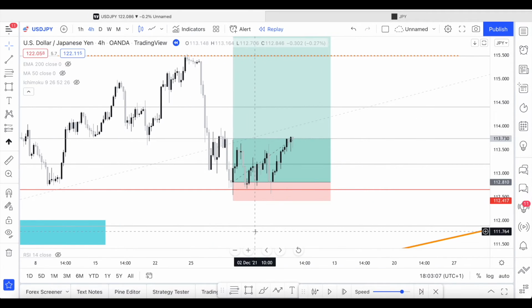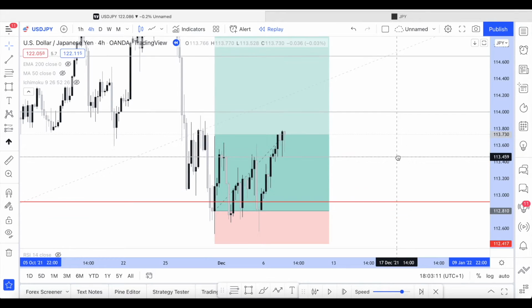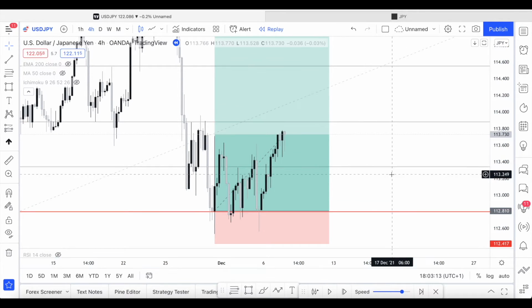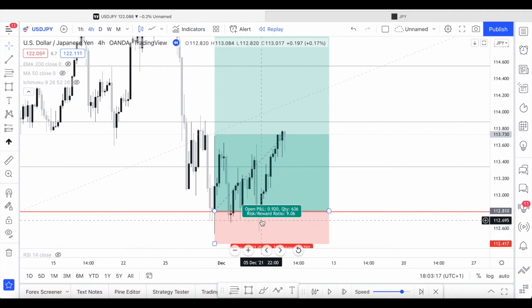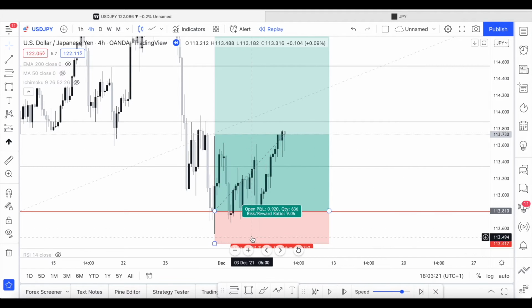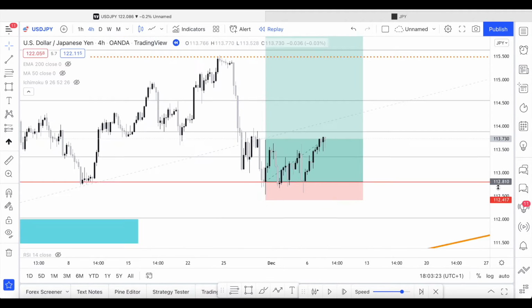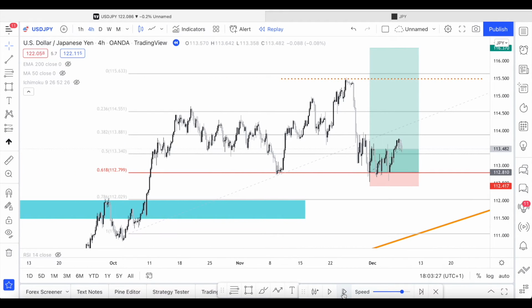And again, you can see here another entry reason if we missed the previous two, rejecting from the 618 zone, as we can see, a very nice big doji candle or a hammer candle, however you want to call it here, with a very long wick rejection. So we're still in, we're in profit. Let's see how we get on. Continue.